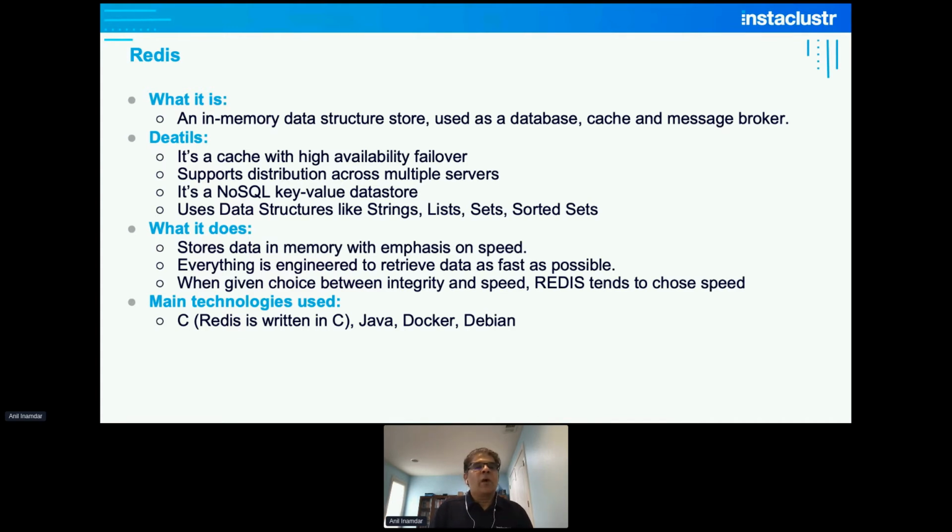What it does is store data in memory with emphasis on speed. That's the hallmark of Redis. It ignores everything but speed. Everything is engineered to retrieve data as fast as possible. When given a choice between integrity of data and speed of access, Redis tends to choose speed. Some of the technologies used: it's written in C. We can use Java, Docker, Debian, and they all work with Redis.